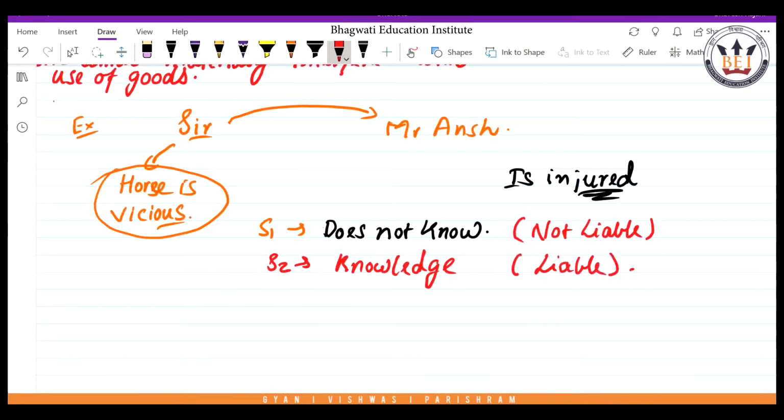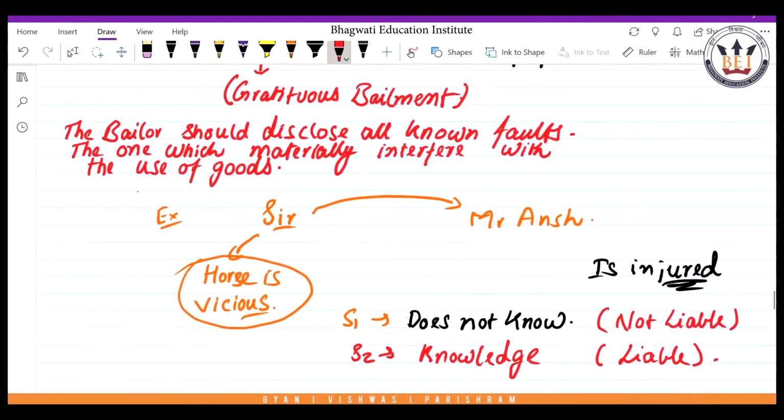Right. So now if we try to break this down, the gratuitous bailment thing. One thing, whatever you know, the facts should be disclosed. Should disclose all known faults, right? Which will materially interfere with the use of goods, right? So over here, Sir should have disclosed the faults. But let us say if Sir does not know, how on earth will he disclose it, right?